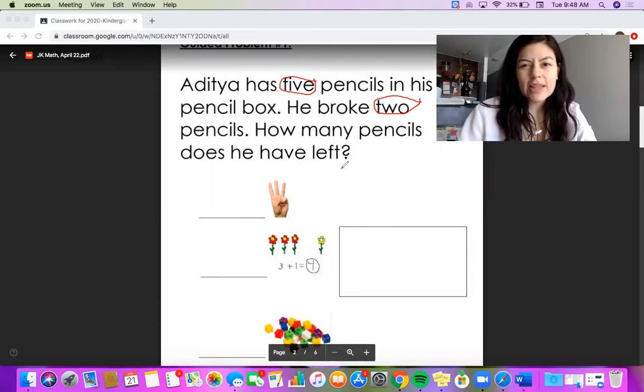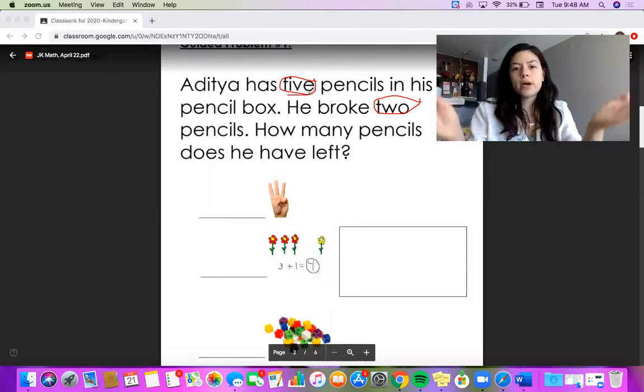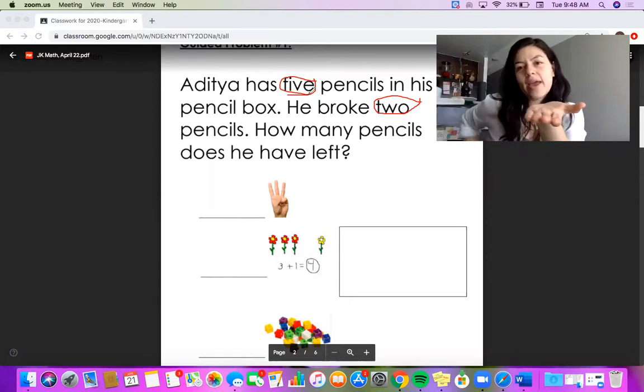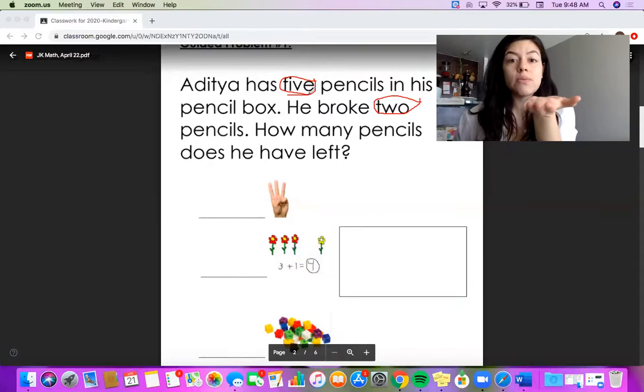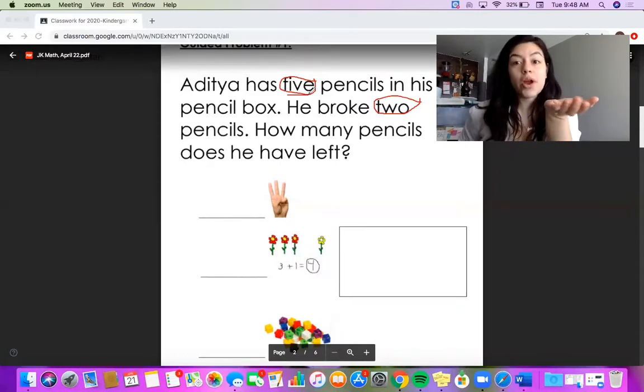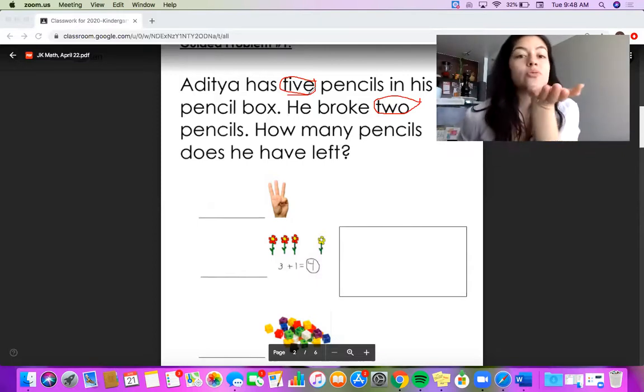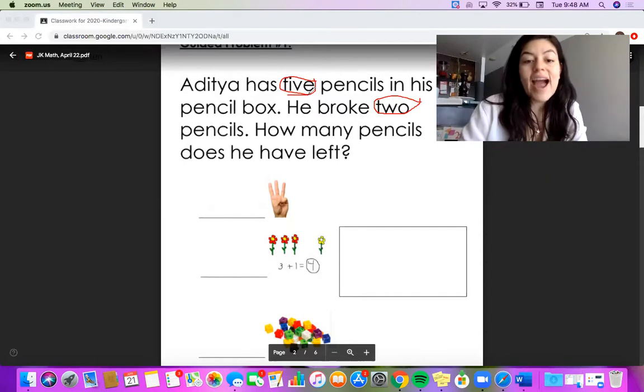So this is definitely a subtraction problem. Here we see he's starting with a whole number, and some are breaking. So some are being taken away, and he's going to be left with another small number. Remember, girls, subtraction is starting with a whole number, taking a part away, and being left with another small part. So let's see how we can solve this using our fingers, using our drawing strategy, and using our objects.